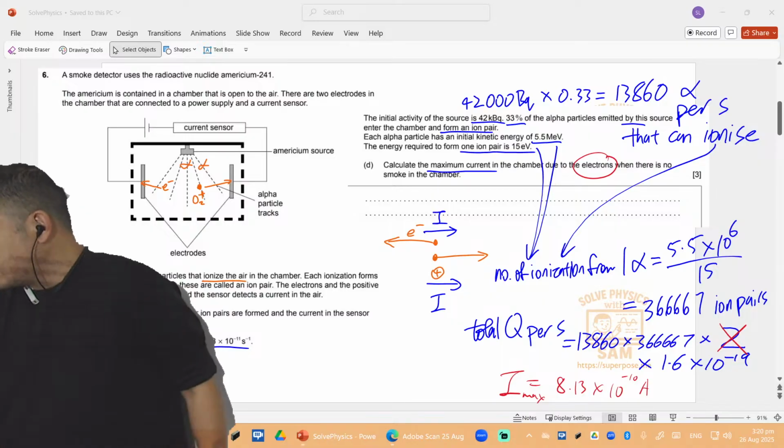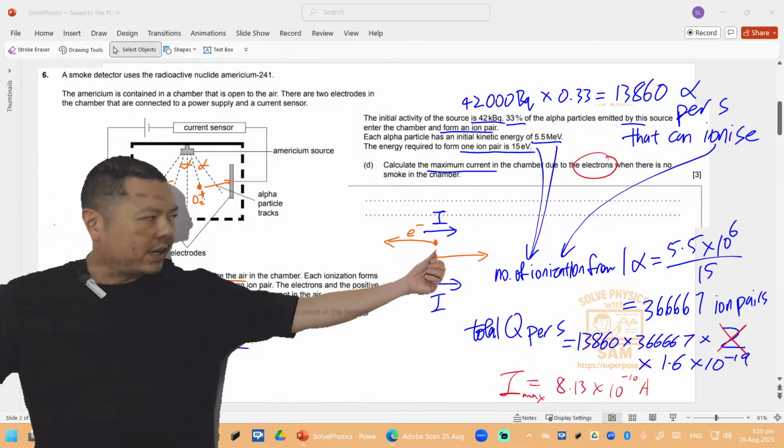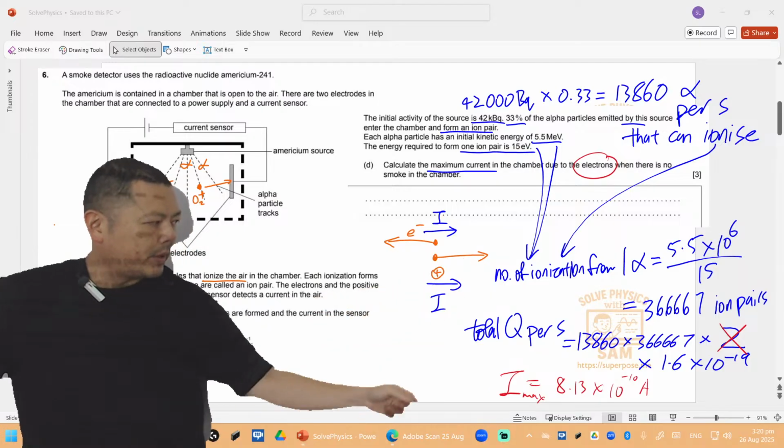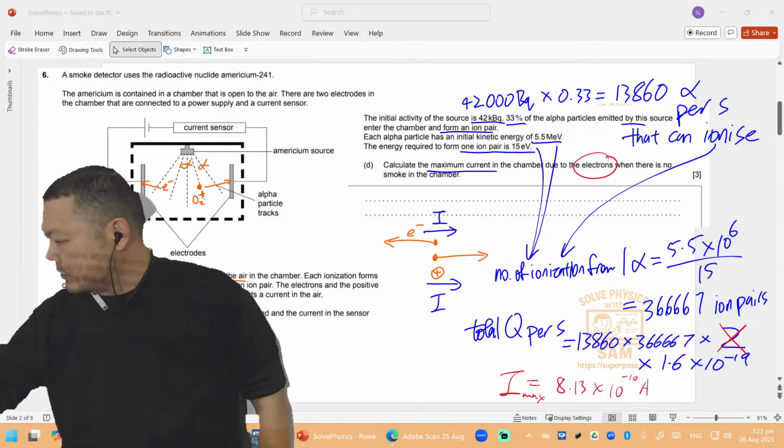So I thought it would be double the current, because I know the electron will travel this way, the positive ion will travel that way, so the current will be doubled. But they only ask for electrons, so it's only times one.